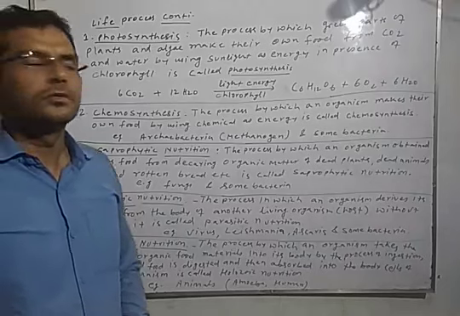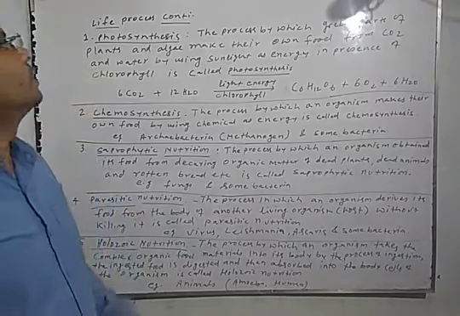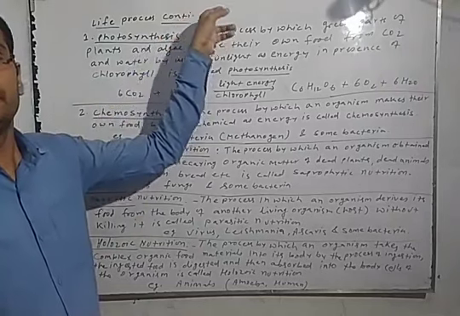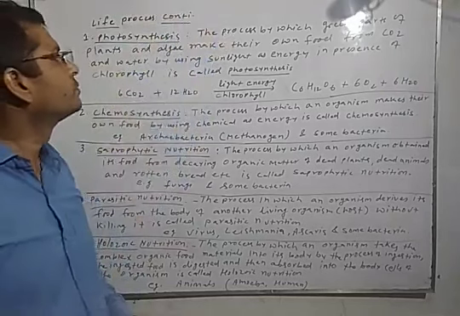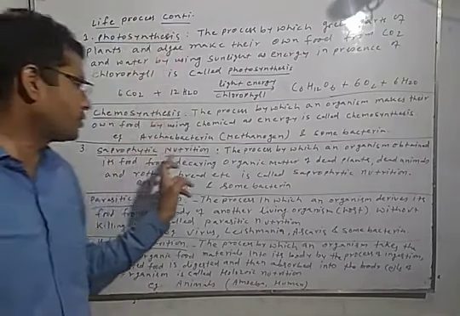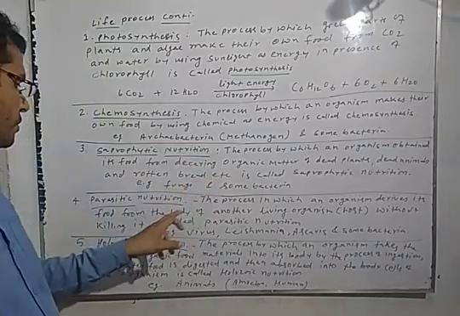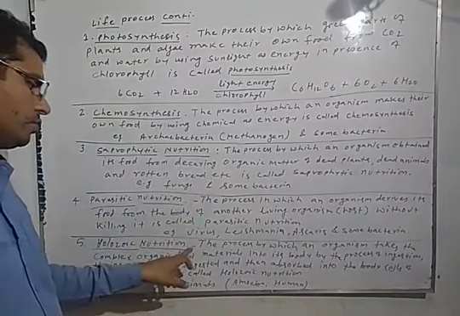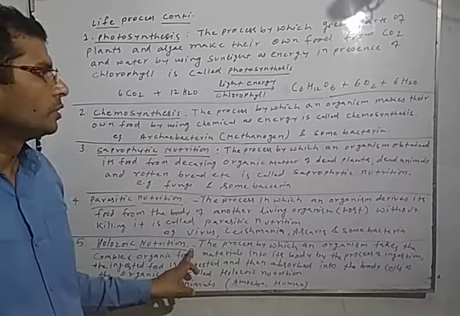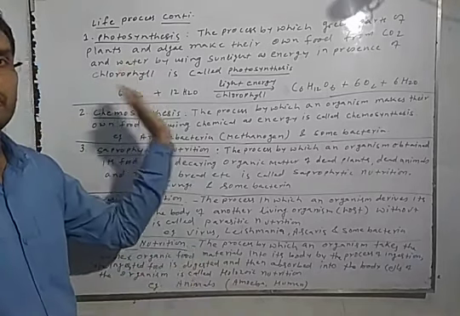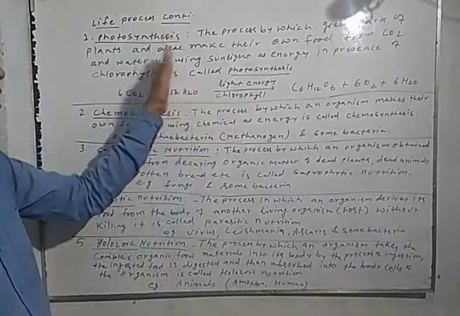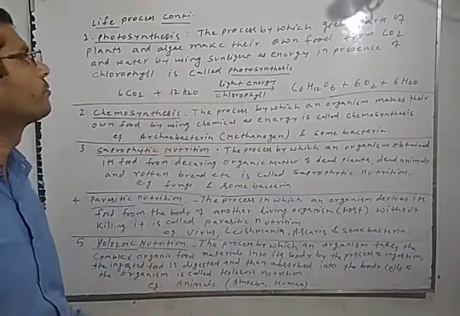Now, today we continue the different types of nutrition in the life process: photosynthesis, chemosynthesis, saprophytic nutrition, parasitic nutrition and holozoic nutrition. These are the different types of nutrition. In this class, we are going to learn the definitions of all the different types of nutrition.